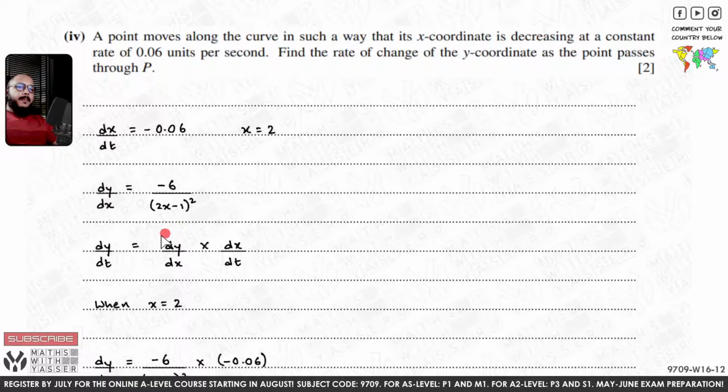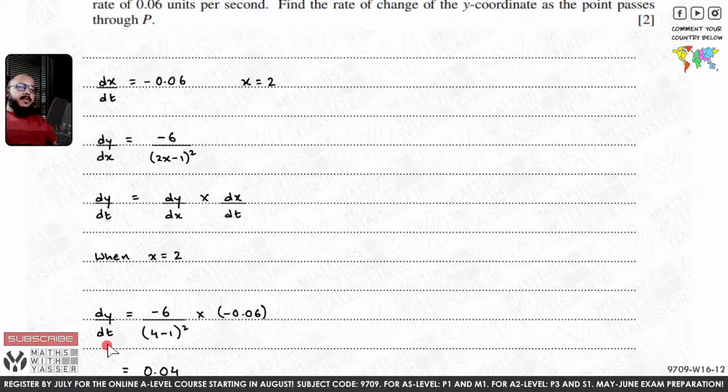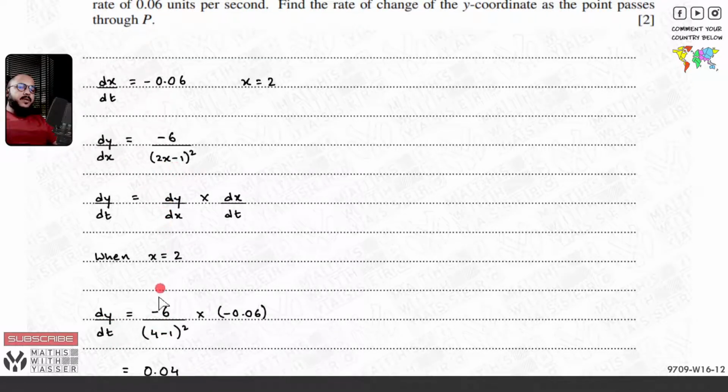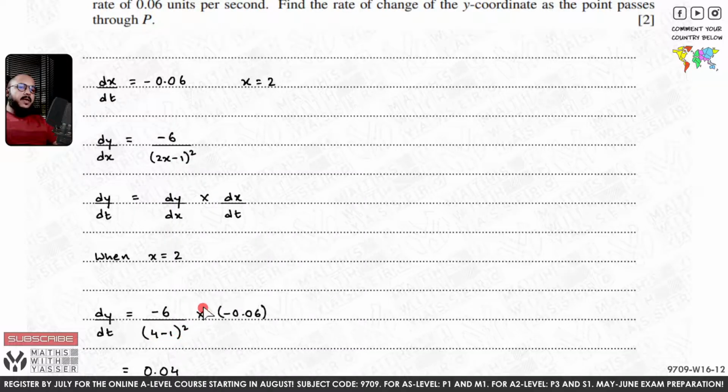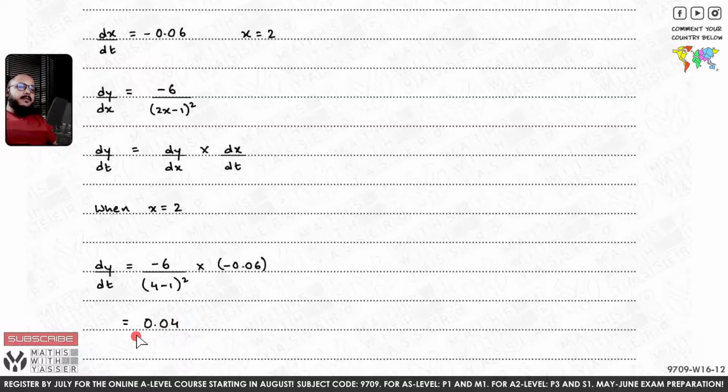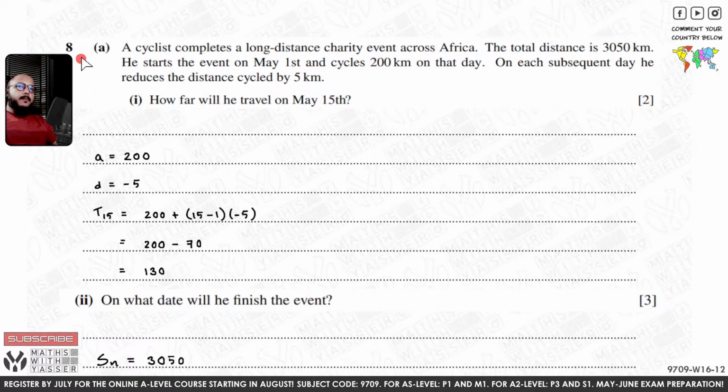So let's use the equation of dy by dx, which was negative 6 over (2x minus 1) whole square. For dy by dt, we can use the chain rule, which is dy by dx times dx by dt. And when x is equal to 2, dy by dt becomes minus 6 over (2 times 2, which is 4, minus 1) whole square, times dx by dt, which is negative 0.06. And that gives us 0.04. And that is the answer.